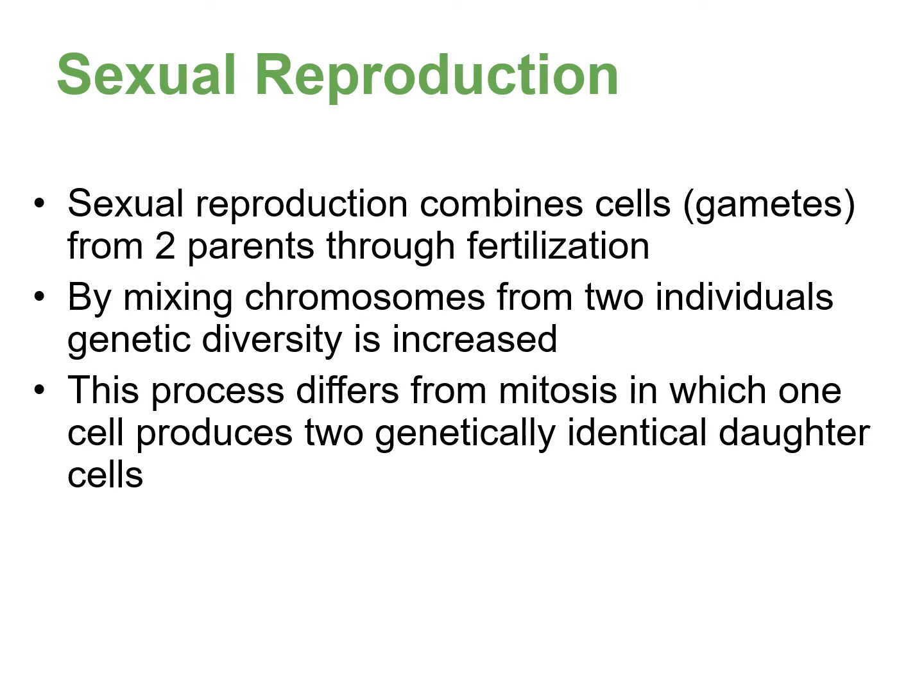So again, I mentioned this previously. We get 23 chromosomes of information from our mother and 23 chromosomes worth of information from our father. And this happens through the process known as fertilization, when sperm meets egg. So mixing chromosomes from two individuals who are genetically diverse increases the chance of good recombination events to happen.